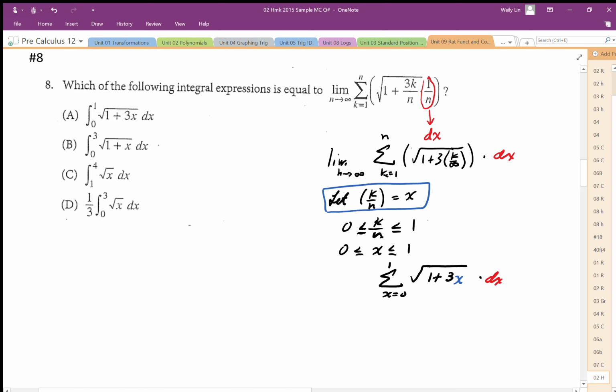So now at this point we can see that it's starting to tend towards one of these values. Instead of using that sum, I'm going to use this integral from x equals 0 to 1 of the square root of 1 plus 3x times dx. So the answer is A.